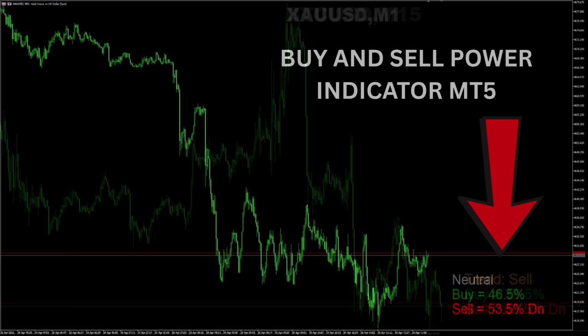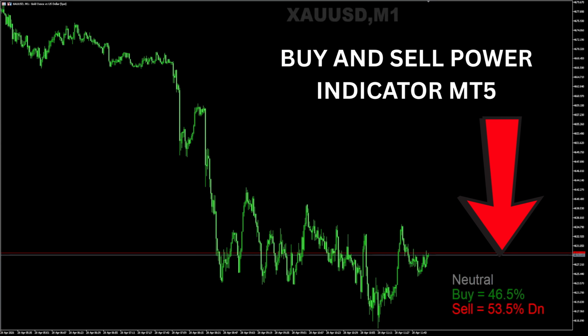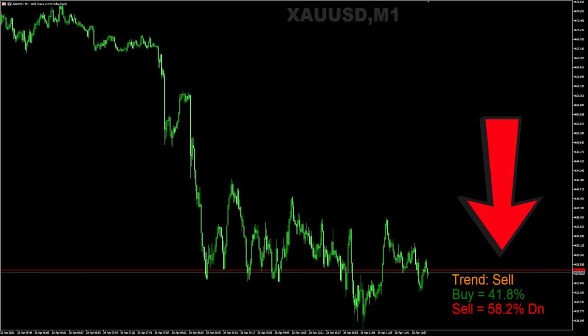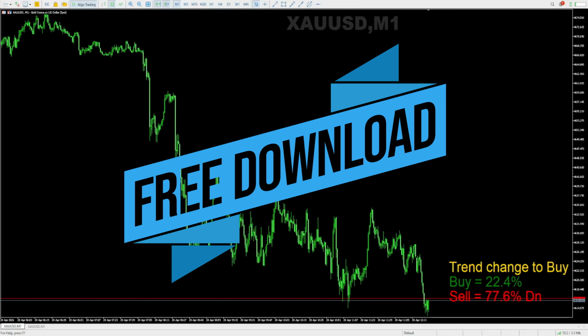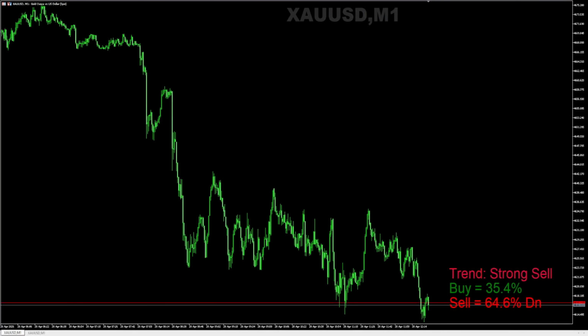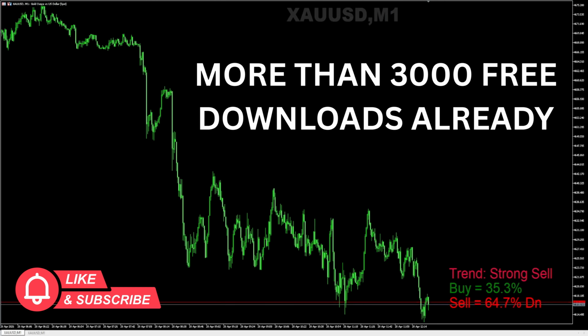If you've ever stared at a candlestick chart wondering who's really in control, the buyers or the sellers, then you're going to love what I'm about to show you today. Imagine having a clean, color-coded dashboard right in the bottom corner of your chart that tells you instantly whether the smart money is buying aggressively or selling hard. No guesswork, no complicated order flow tools that only work on futures. Just pure, actionable volume pressure analysis on any symbol, any time frame. This is the buy and sell power indicator, and it's quickly becoming one of the most practical volume-based tools for retail traders using MetaTrader 5.